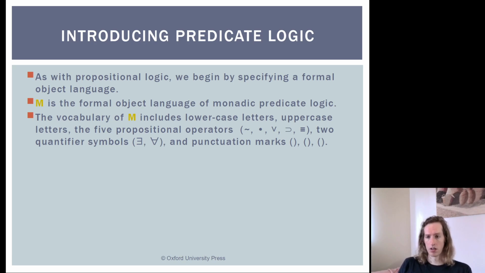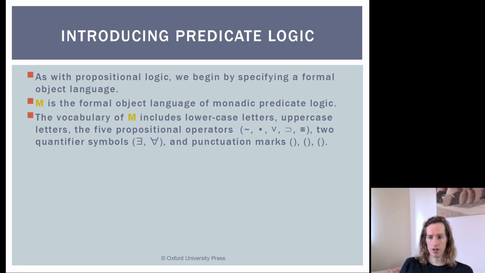So as with propositional logic, we begin by specifying a formal object language. It's confusing because propositional logic and predicate logic both seem like they'd be PL. There are other predicate logic languages, or further levels of predicate logic, in the book that we're not going to cover in this course, but if you're interested, there are other logic courses at UGA that go into polyadic predicate logic. Here we're just doing monadic predicate logic. So because we're doing monadic predicate logic, we're going to call it M.